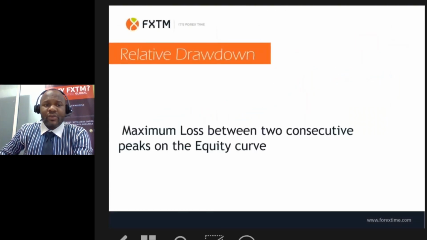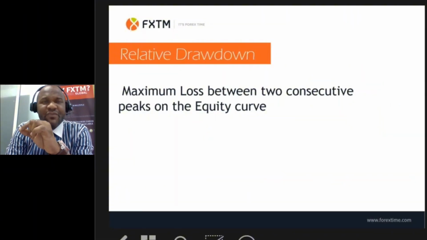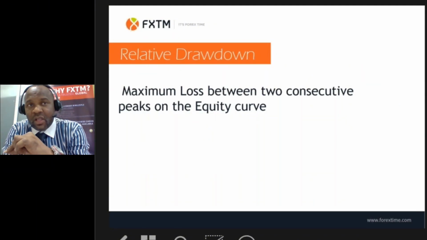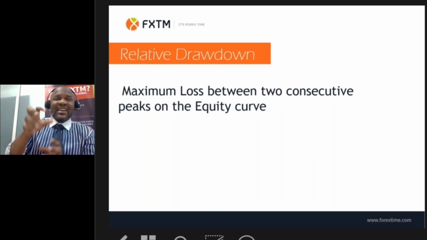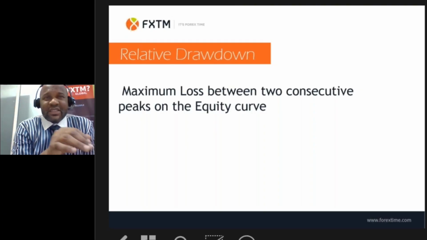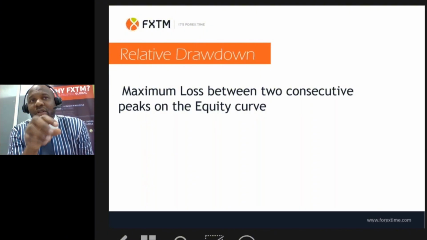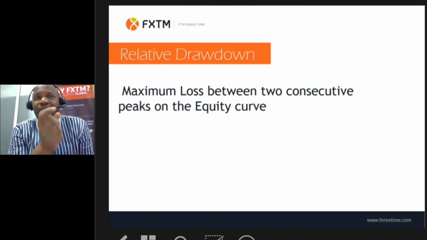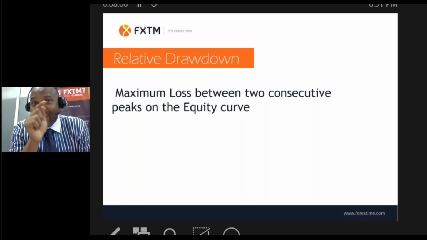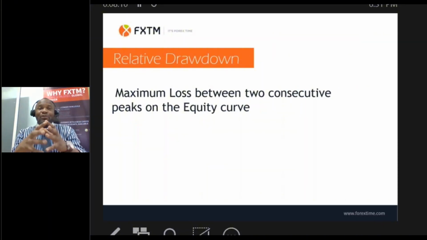So let's go ahead. Relative drawdown. Now, relative drawdown is the maximum loss between two consecutive peaks on the equity curve. So relative drawdown is capturing his result from equity, not from closed trades like maximal drawdown. Note, maximal drawdown captures his result from closed trades. That's why I don't usually like that sometimes. So it captures only closed trades.